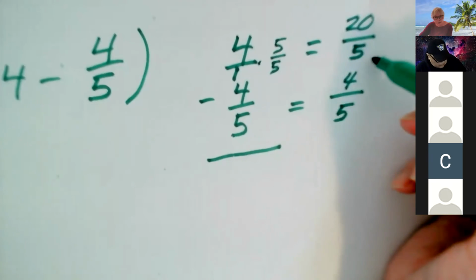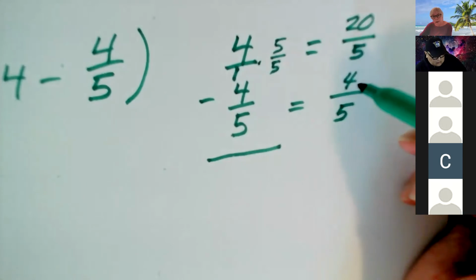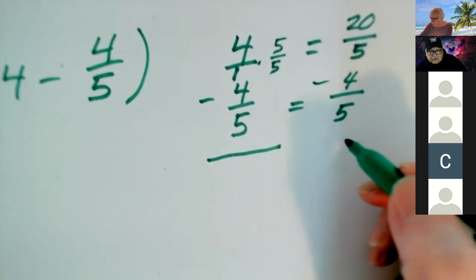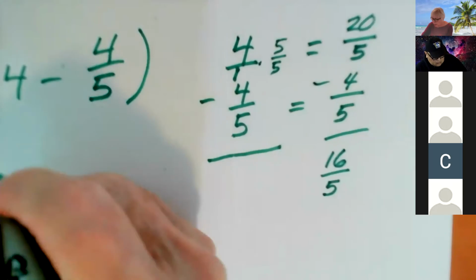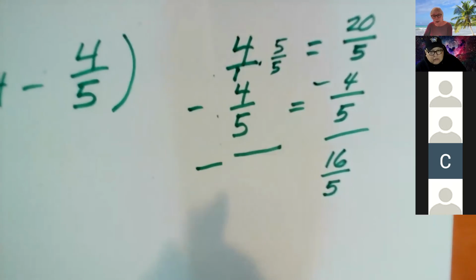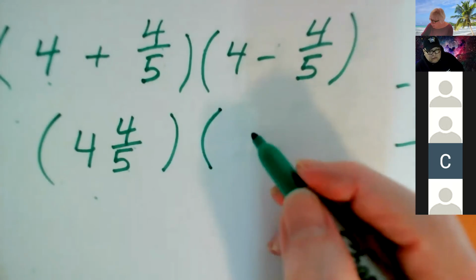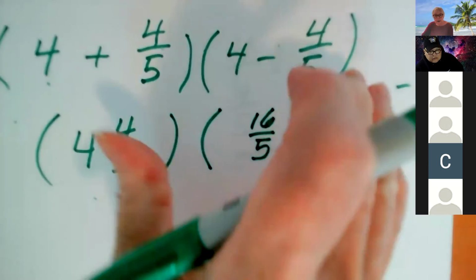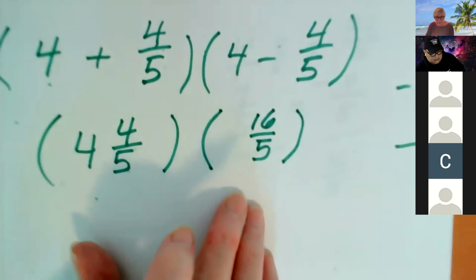So 20/5 is the same as the 4 we started with. When we subtract these, 20 take away 4 is 16/5. Now I'm going to write, this is what I tend to do. I do the scribble work on the side, and then I bring it in clean so it doesn't get too messy in here.